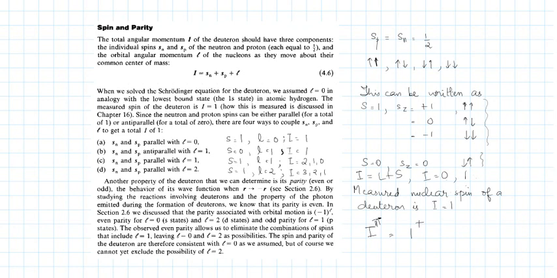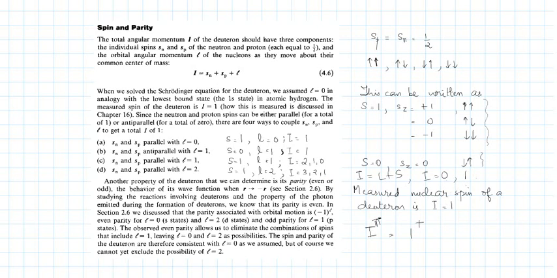When S equal to 1 and L equal to 0, I can be 1. Now, when S equal to 0 and L equal to 1, I is 1. When S equal to 1 and L equal to 1, I can have these 3 possibilities. And when S equal to 1, L equal to 2, I can have these 3 possibilities. These are the 4 options where you have I equal to 1 possibility coming out.